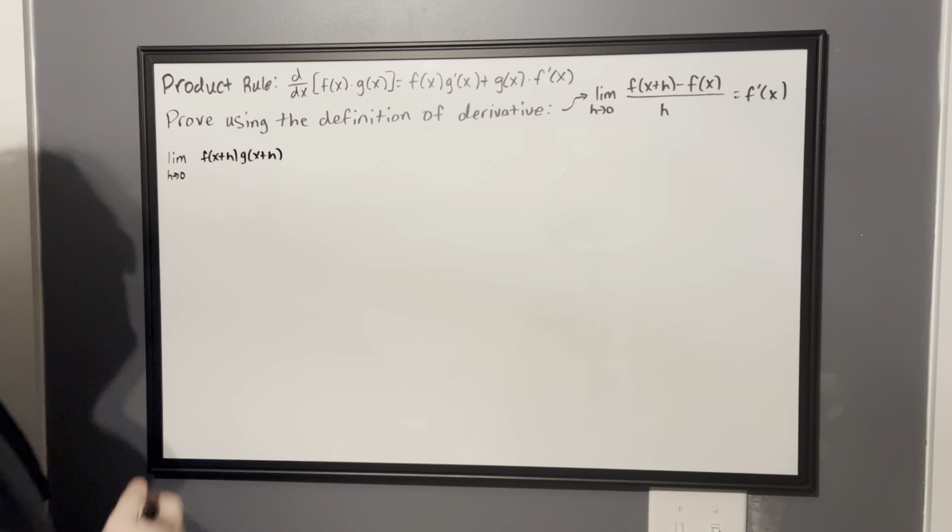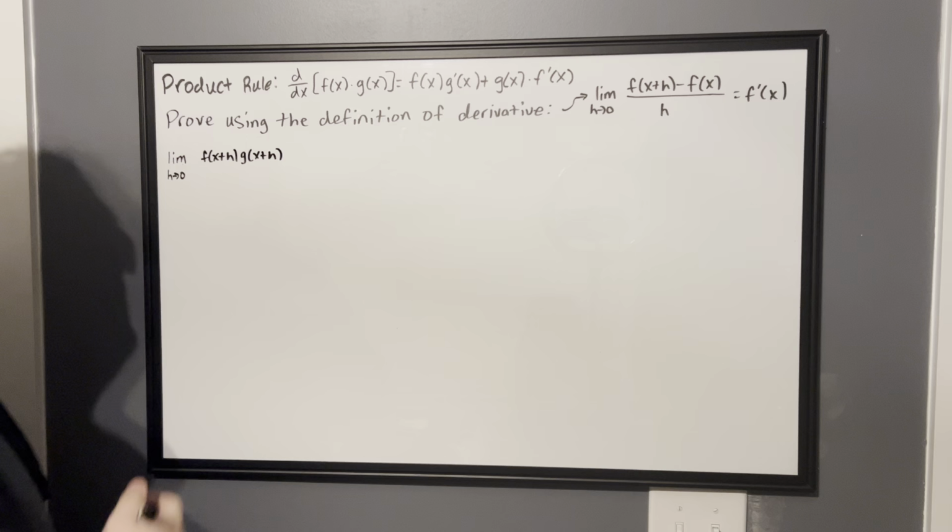But we're basically going to use the definition of derivative, which is written right here. So the limit as h goes to 0 of f of x plus h minus f of x over h is equal to f prime of x, or the derivative of f with respect to x. So we're going to use the derivative. Now, typically when we do this definition, we use f of x, but we have two functions now.